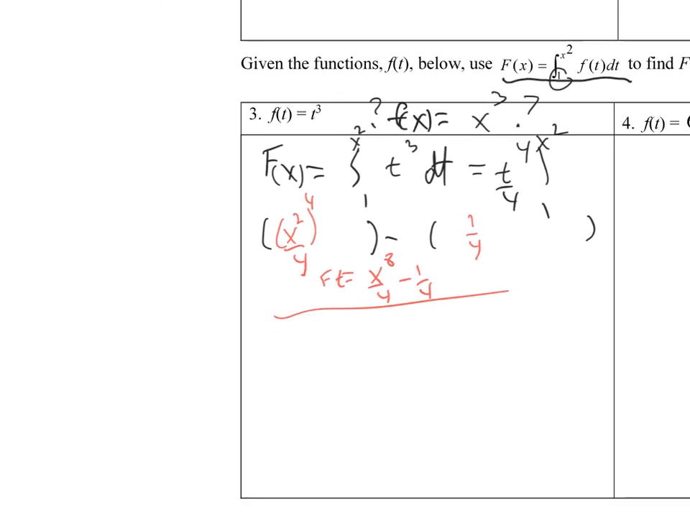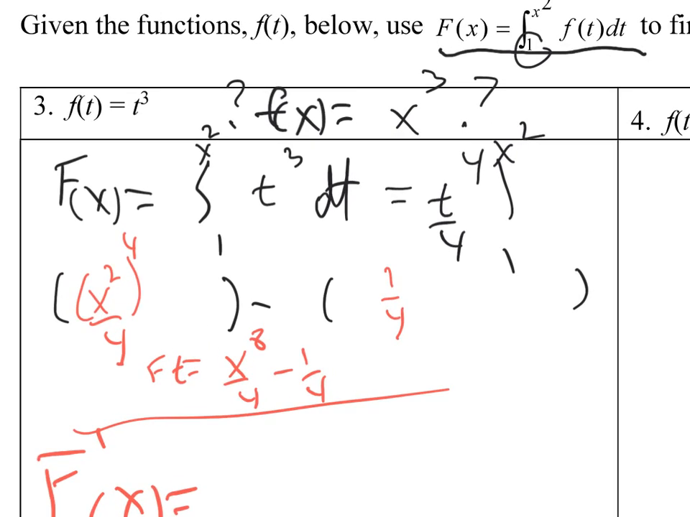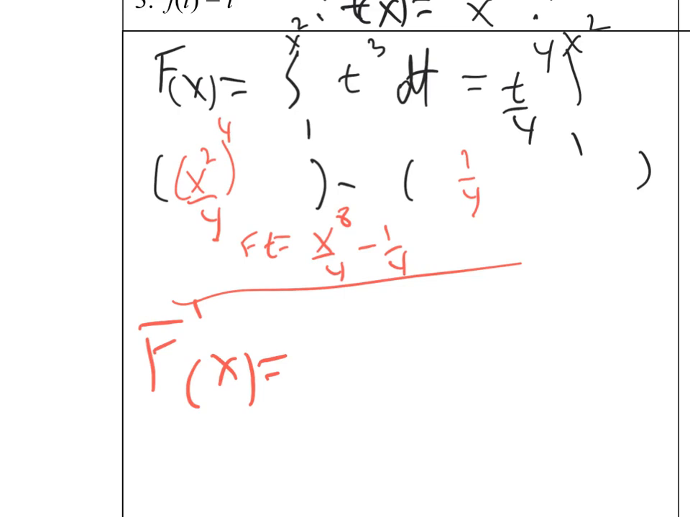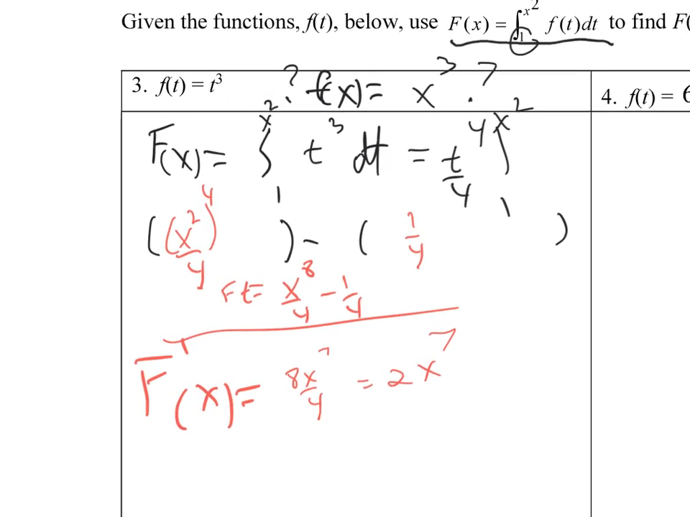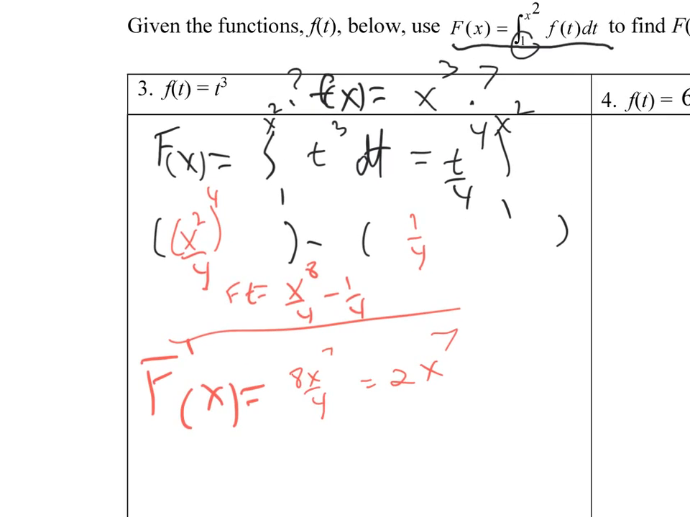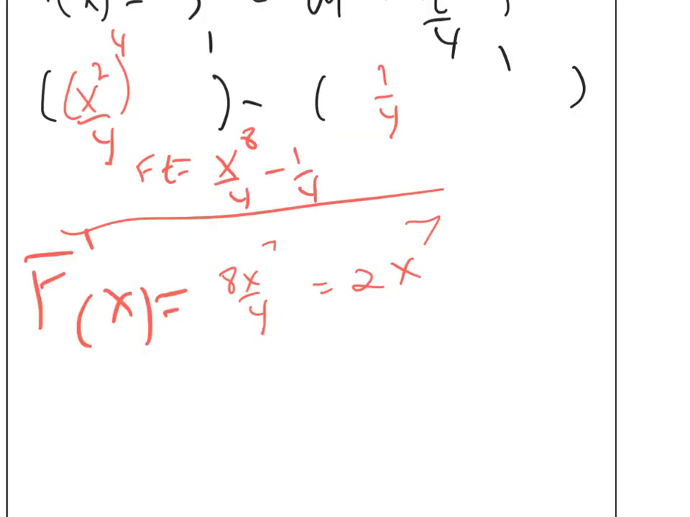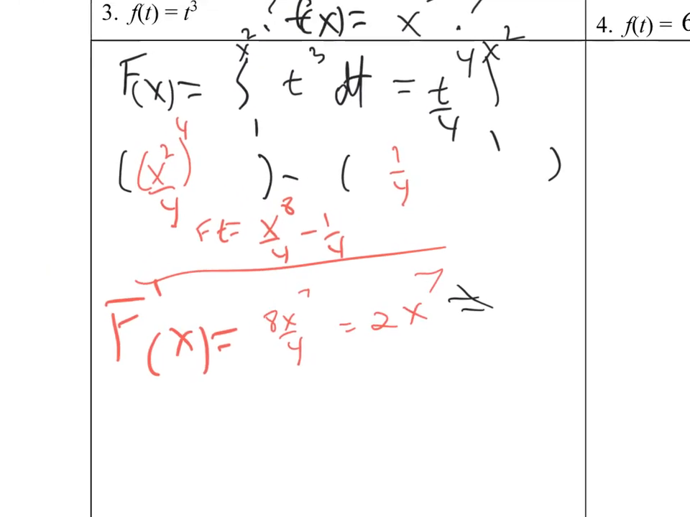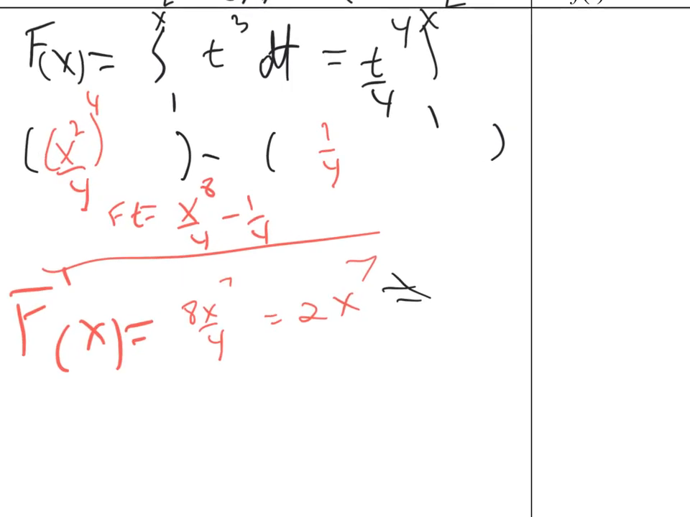Now, F prime of x. Let's see. Am I going to get my answer? Let's see. 8x to the 7th over 4, that doesn't look good, minus 0 is 2x to the 7th. It's not what I was expecting. And you notice that it's not equal to x cubed.